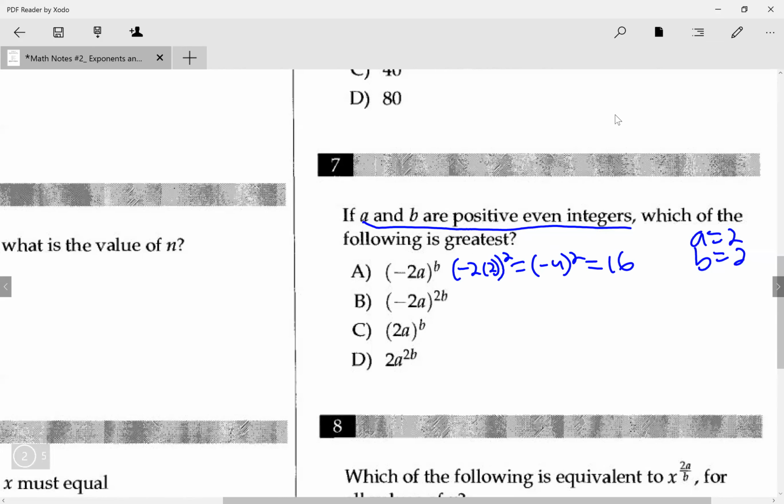Now b, this one would be -2 times 2 to the 2 times 2 power. This would equal -4 to the 2 times 4 power. And since we have -4 to the 2 here, we can just make this 16. Oh, sorry, I think I may have written that wrong. Sorry. Let me just write that properly so there's no confusion.